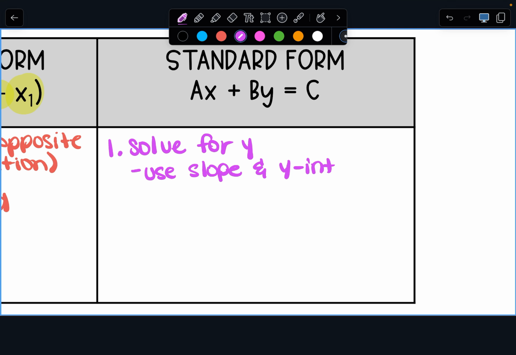Now, we spent a whole day on the second method. This isn't a step 1 and step 2. This is a 1, or you can use the second way. What did we do last week?